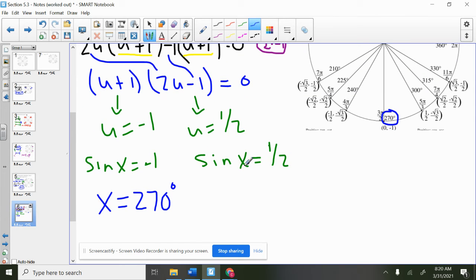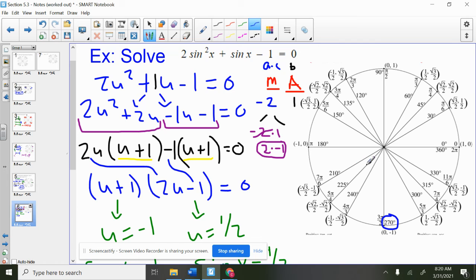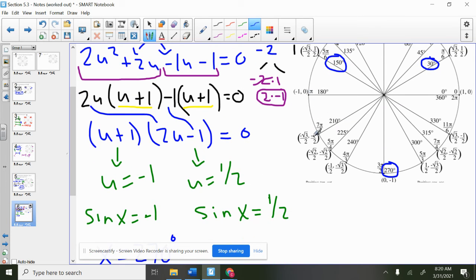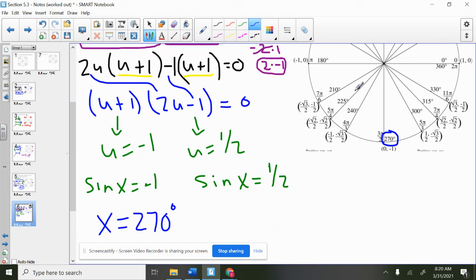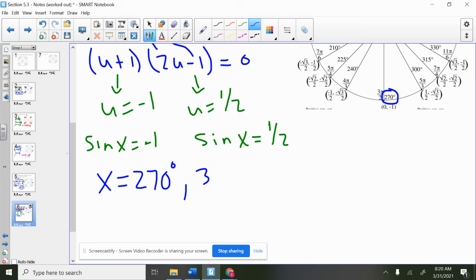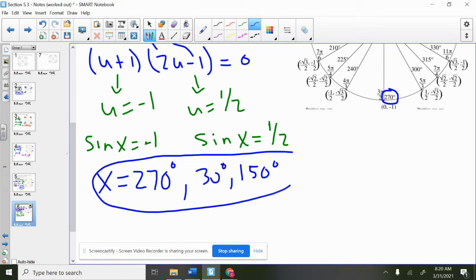Over here, this one says what angle gives you a y value of 1/2. Well, there's a 1/2 right there at 30 degrees. There's another y equals 1/2 there at 150. Let's see if I have any other at 1/2. That's a -1/2. That doesn't count. And that's a -1/2. That doesn't count. So I've got 30 and 150. So I have 3 different solutions. Notice that this one gave me the 270, and then this one gave me the 30 and the 150.